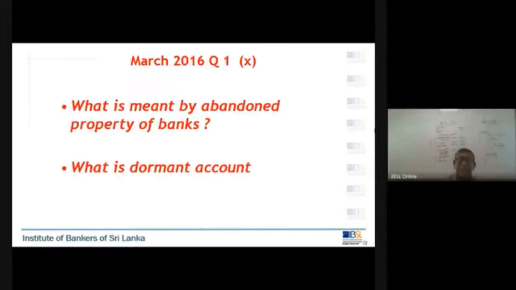Now, the question in March 2016. What is meant by abandoned property? My question: what is a dormant account and what is the difference between these two? Can anybody tell me what is abandoned property?